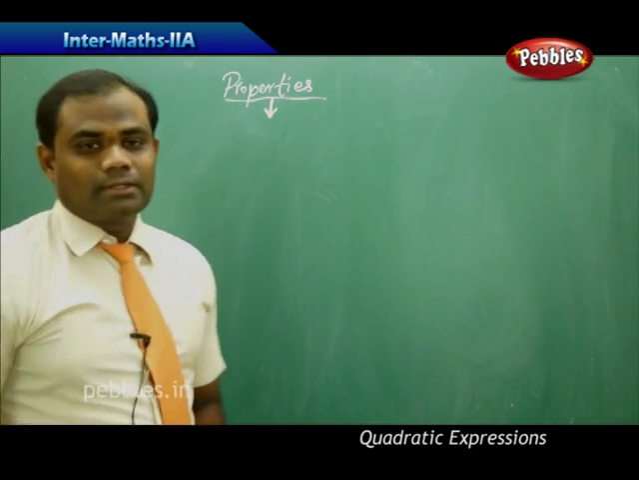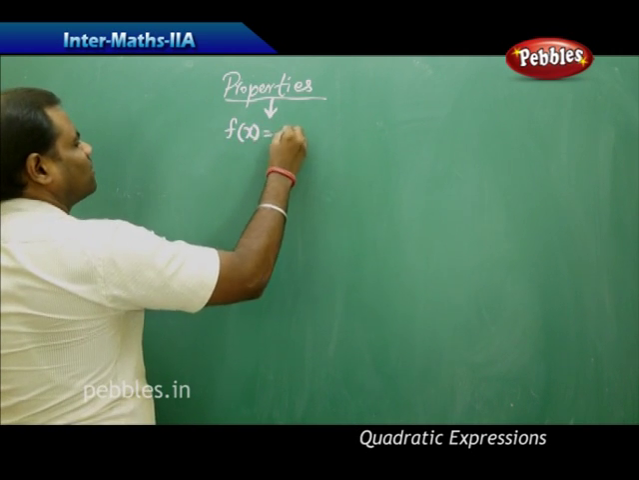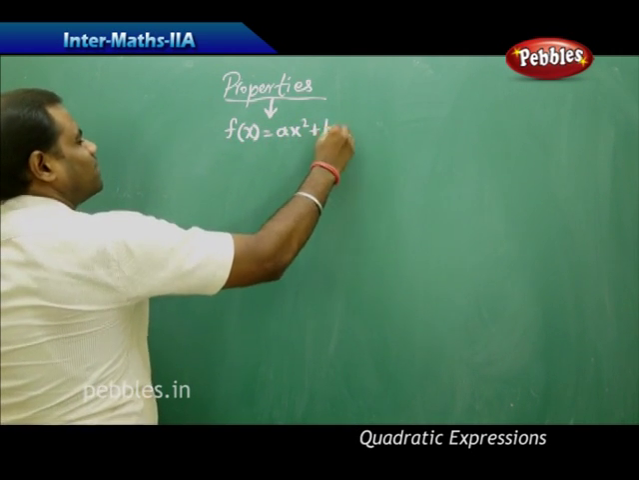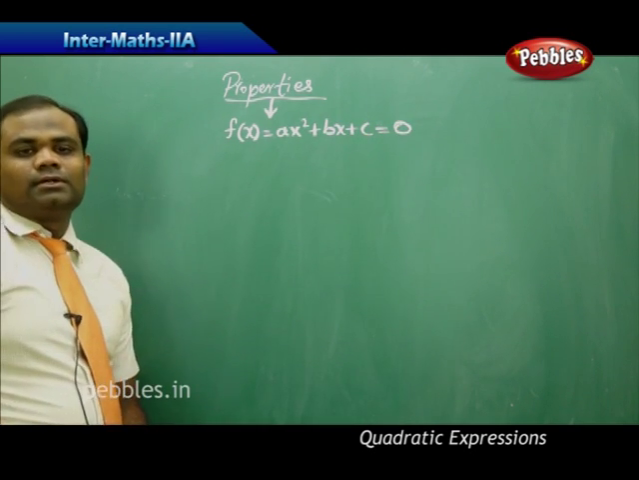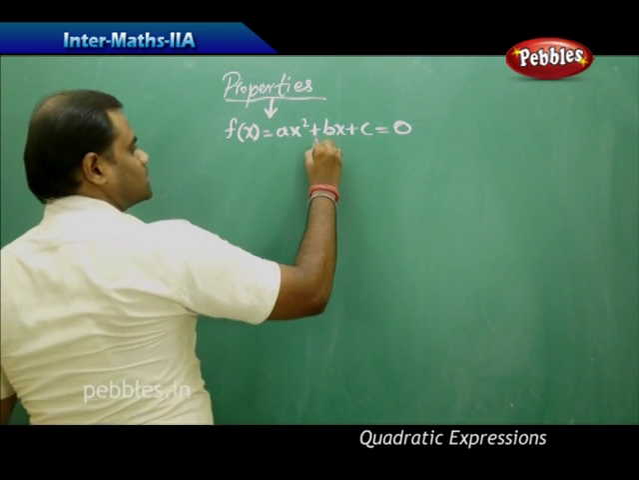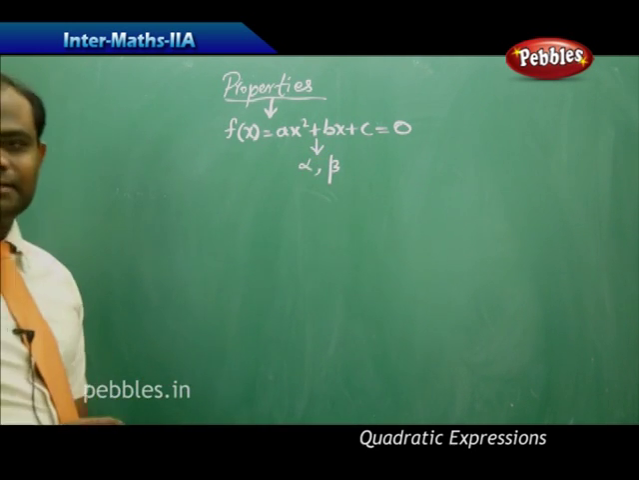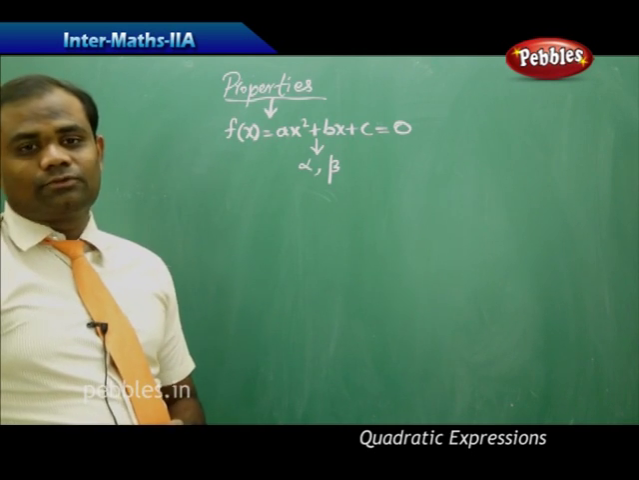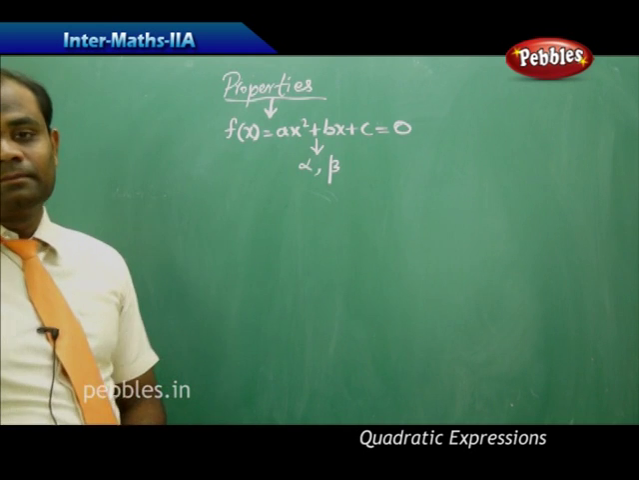Now let's take the standard quadratic equation, which is given by f of x equals ax squared plus bx plus c equal to 0. Now if I say the roots of this quadratic equation are alpha and beta, then I'll derive some interesting properties from this general quadratic equation with its roots alpha and beta.